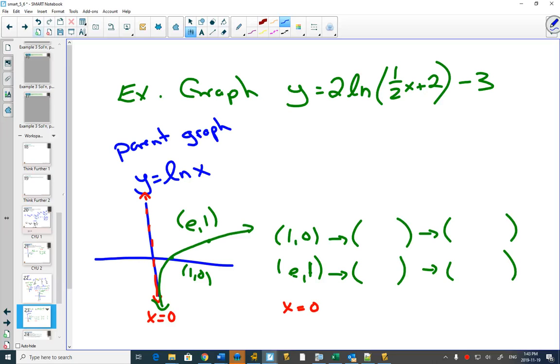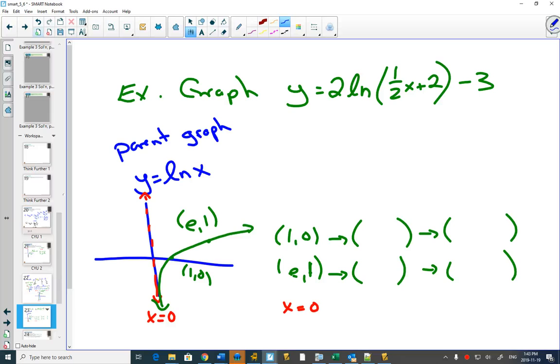Now normally, before I even start doing that, I would go from left to right and label things. What's the 2 going to do? Vertical or horizontal? Vertical stretch. You multiply your y by 2. What about the 1/2? It's inside the function. Horizontal stretch. Going to multiply x by 2 over 1. We do the reciprocal of that number.